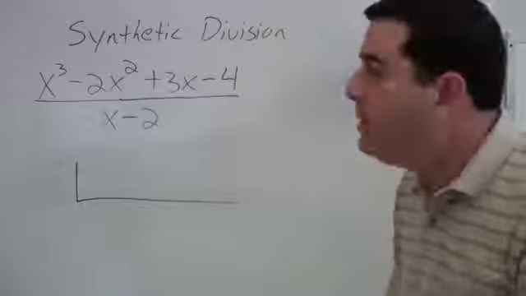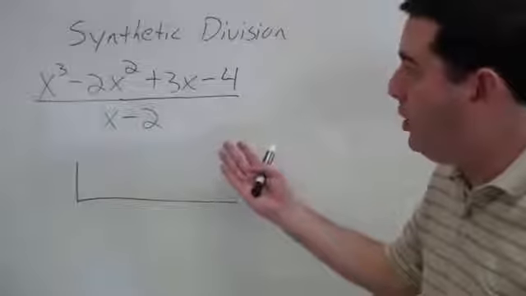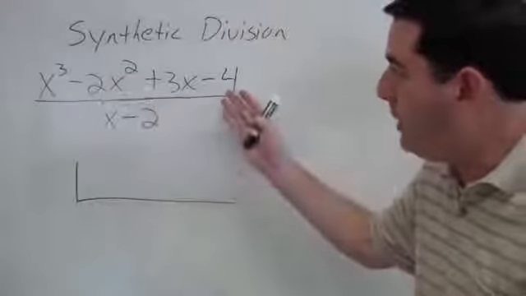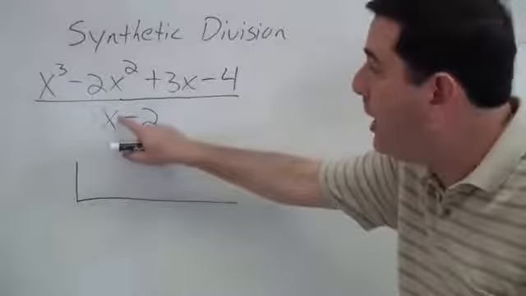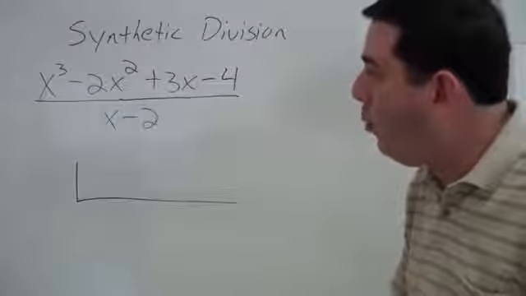Synthetic division is a shortcut method for dividing polynomials when we have a linear divisor. That means that the thing we're dividing by has a degree of 1, a highest exponent of 1. So an example of one we can do with synthetic division is the problem that is here, since the divisor, the denominator of the fraction, has a degree of 1.